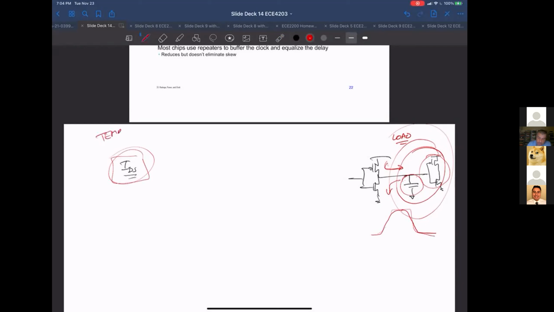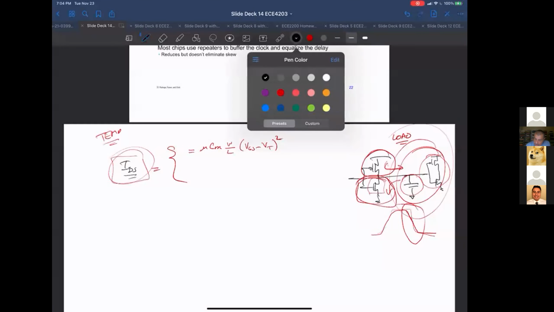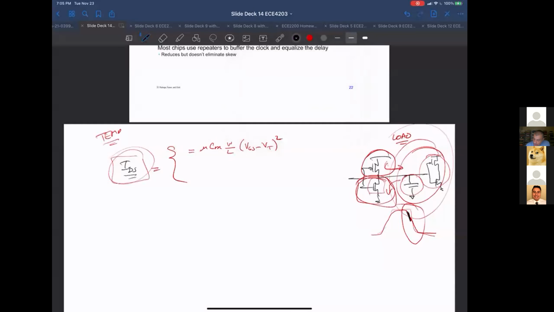So we're talking about temperature. Remember, for example, let's talk about the fall time. Let's say the NMOS is dealing with the fall time. This transistor goes from saturation to linear during the fall time. Initially it starts off in saturation, where the current IDS is mu Cox W over L times (VGS minus VT) squared, with a factor of one half. And then it moves to linear. In linear, it's mu Cox W over L times (VGS minus VT minus VDS over two) times VDS, something like that.